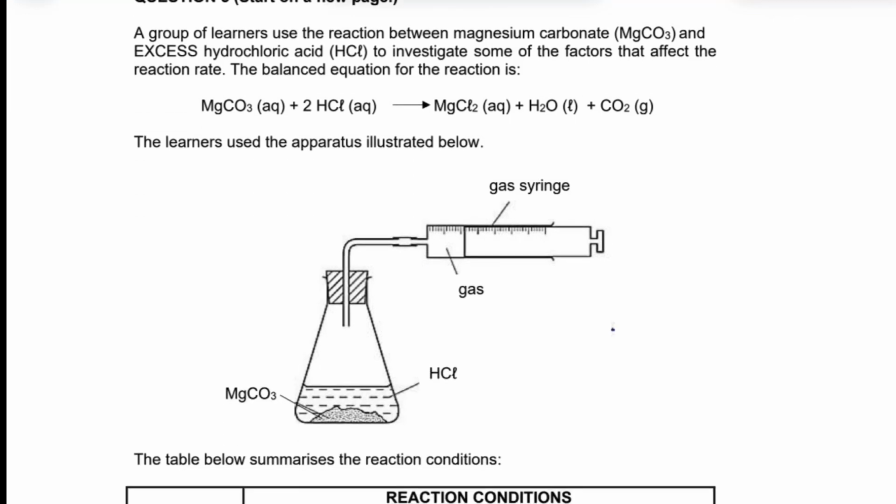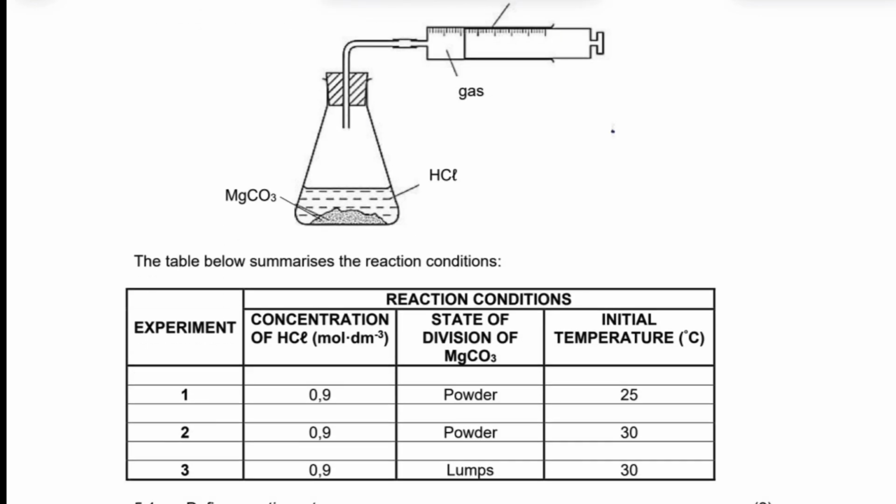If you can see here, we have a conical flask with magnesium carbonate and acid, and then the gas goes there and is measured in that syringe. So that is the carbon dioxide. Right, guys, it says the table summarizes the reaction conditions. This reaction has been repeated 3 times.